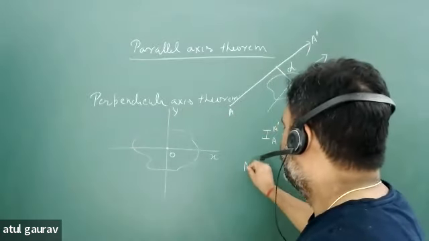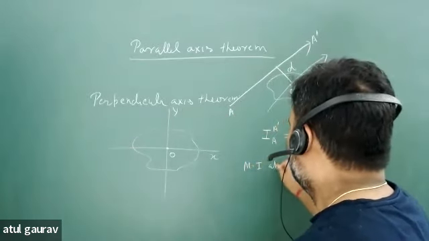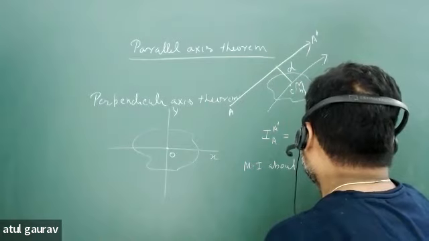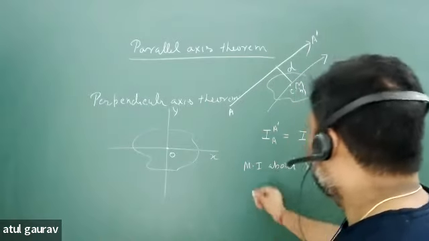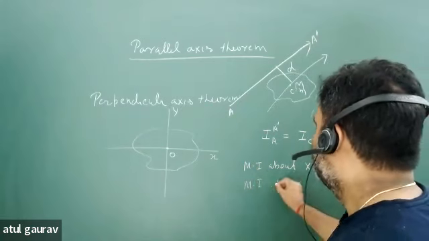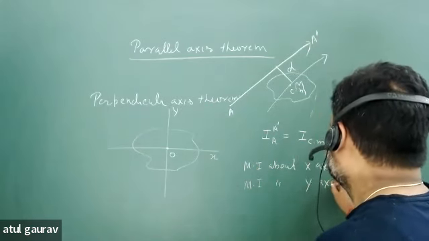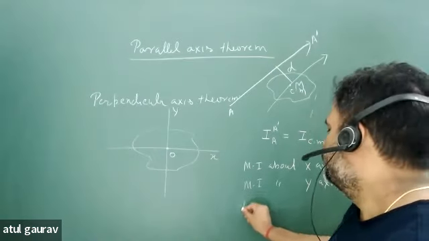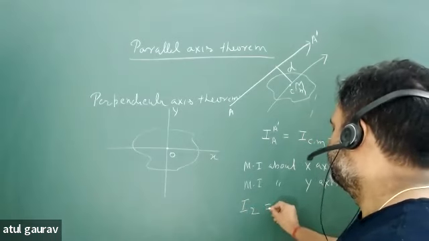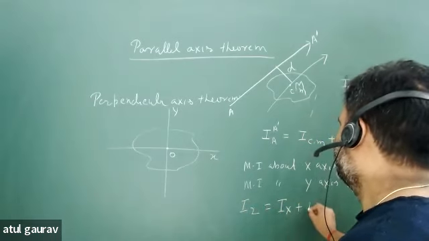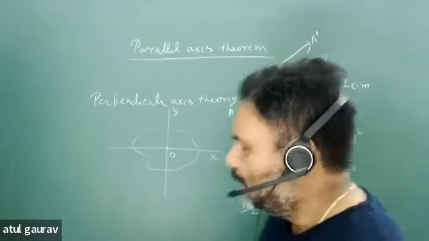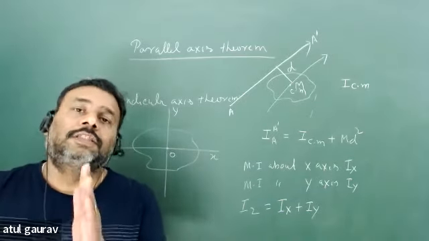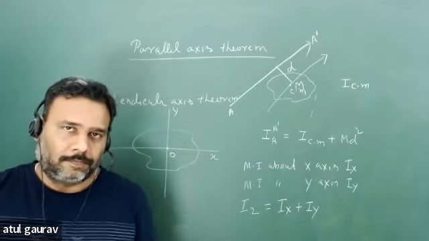You know the moment of inertia about the x-axis, let's say it is Ix, and similarly you know the moment of inertia about the y-axis, let's say Iy. Then you can easily calculate the moment of inertia Iz, which is nothing but Ix plus Iy. This is mainly for a mass distribution which is in a plane, that is, in a two-dimensional system.